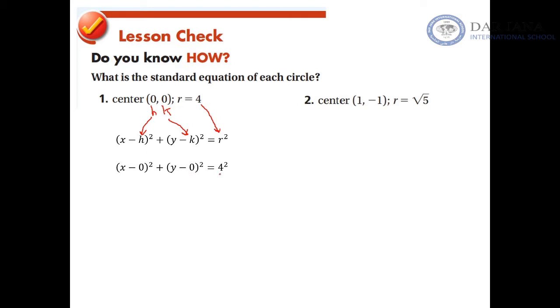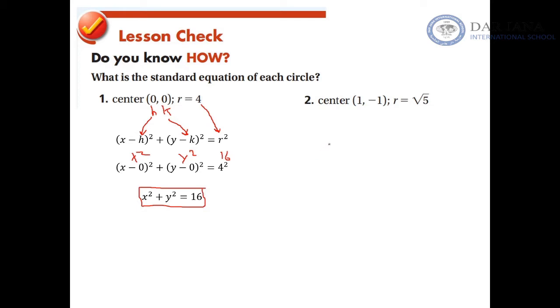And the next step is simplifying. X minus 0 is x, so it is x squared here. I don't need the parentheses anymore. And y minus 0 is also y squared. And 4 squared is 16. So the equation will be x squared plus y squared equals 16.